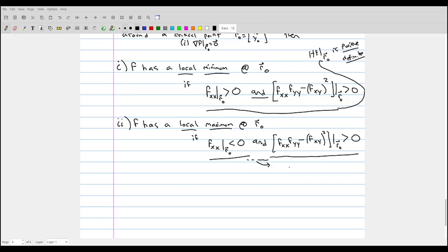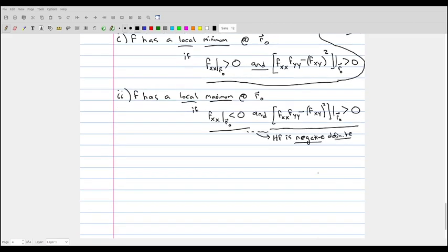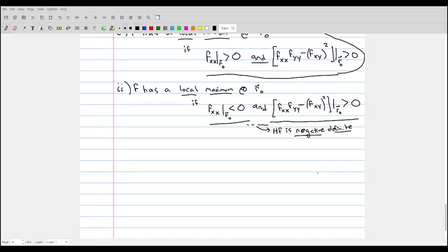the Hessian matrix is negative definite. So these two conditions give us that the Hessian matrix Hf is negative definite, which is analogous to saying that the second derivative of the function is negative at the point. So if it's a critical point, then the critical point must be a local maximum.